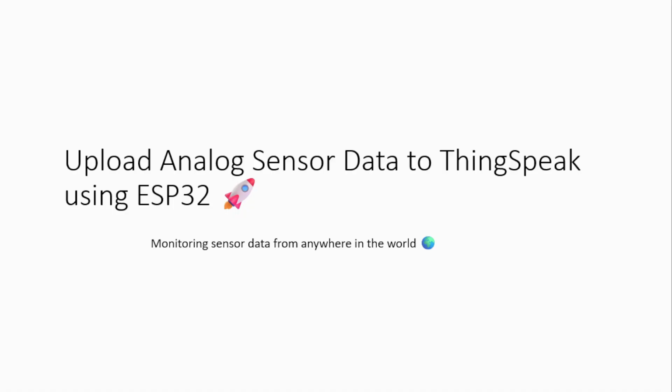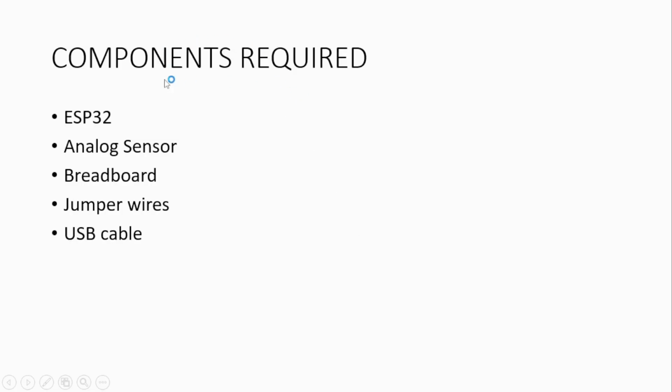Monitor sensor data from anywhere in the world. So today's topic is uploading analog sensor data to ThingSpeak using ESP32. So what is ThingSpeak and all those things, we'll see. These are the components I'm using here: one ESP32, an analog sensor, the breadboard, jumper wires, and USB cables.